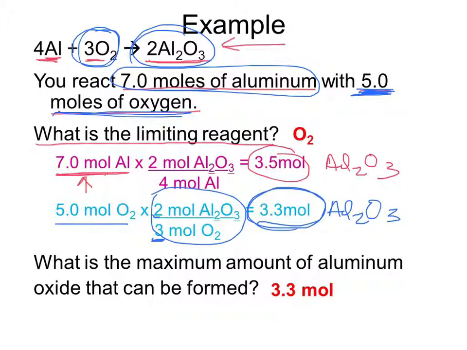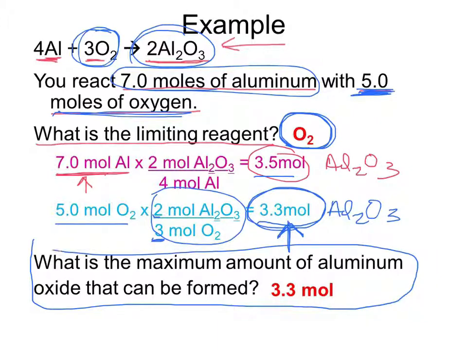So in this case, my limiting reagent is oxygen because I make the least amount here, right? 3.3 moles is less than 3.5 moles. And then the second question I need to answer is, what's the maximum amount of aluminum oxide that can be formed? It's the limiting amount that I can make, and it's 3.3 moles, right? That's the most I can make from 5 moles of oxygen, assuming that I have enough aluminum, which I do, to fully react with all the oxygen.